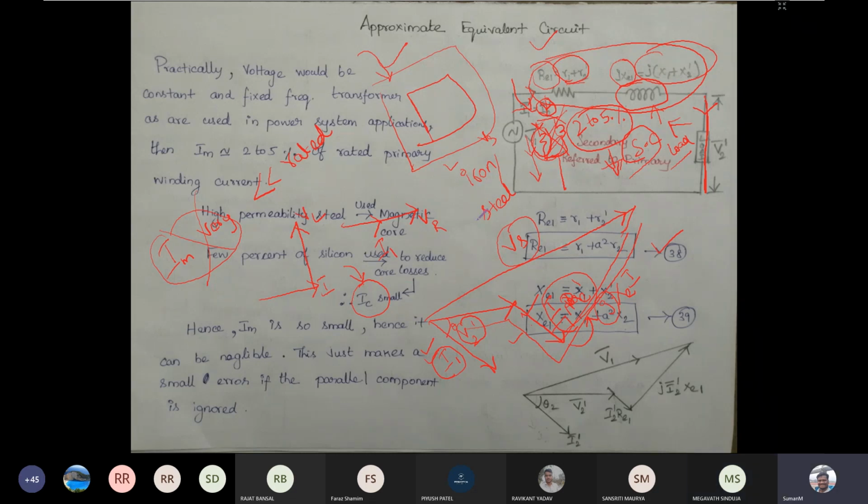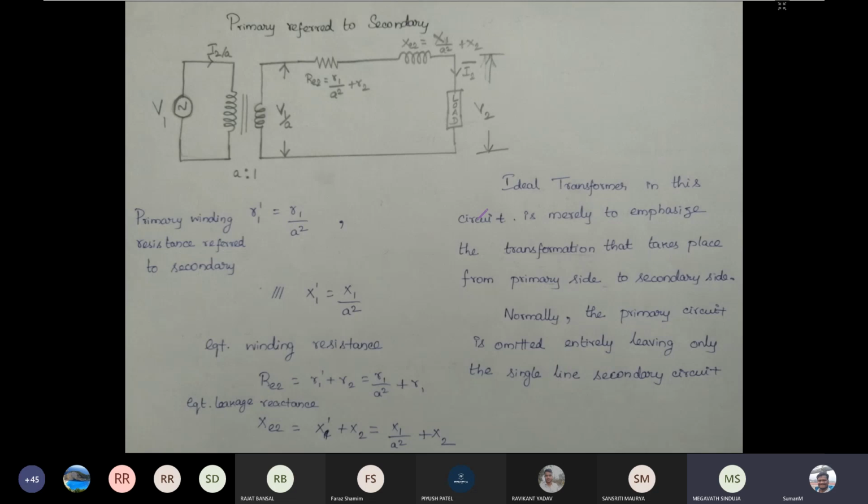Till now whatever we have discussed is referred to the primary. We had taken a circuit like this, and we made the secondary EMF equivalent to the primary EMF. This is R1, this is jX1, this is R2 dash, this is jX2 dash. This is the load, and this is the shunt element, which is Rc and Xm.